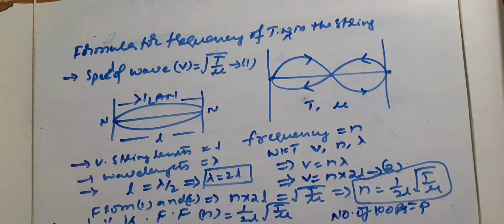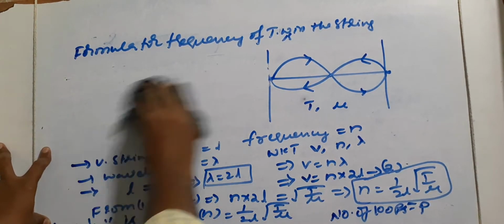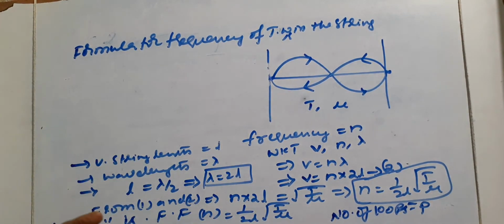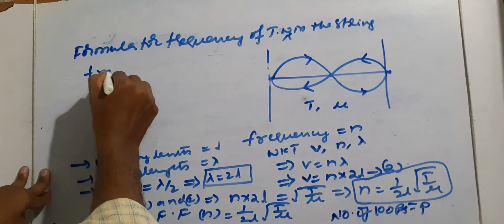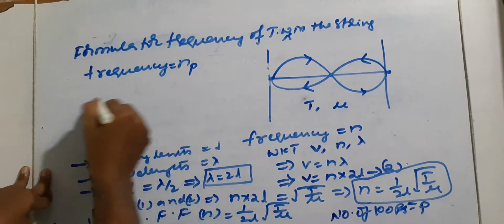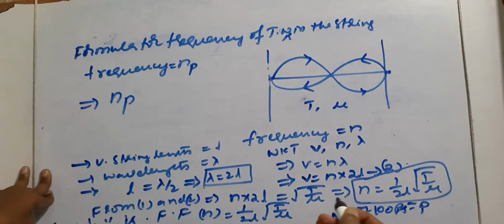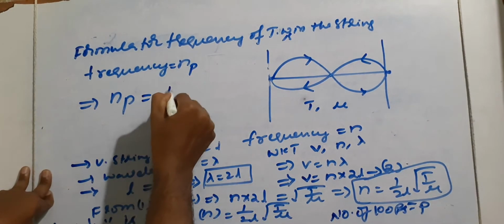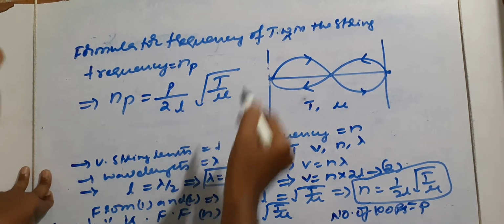So in the case of vibration of the string with only one loop, what is the frequency of the waves produced in the string? The frequency is taken as Np. So the frequency of the vibrating string is given as Np is equal to P by 2L into the square root of T by mu.